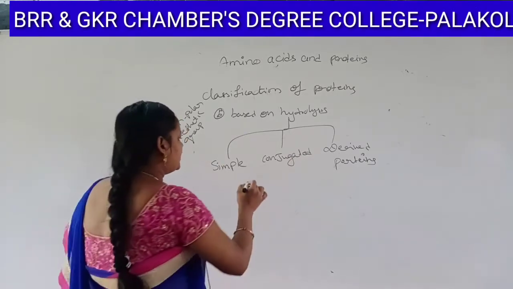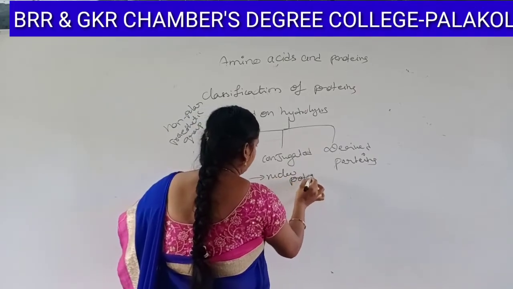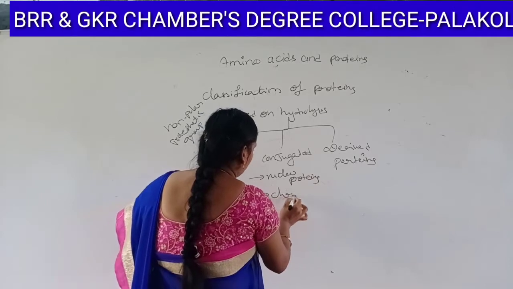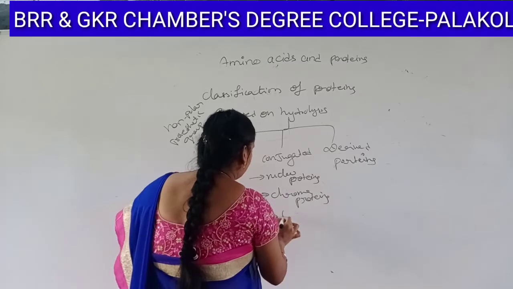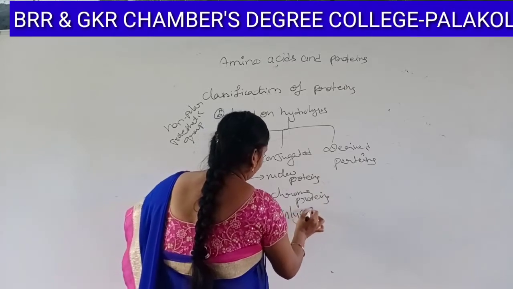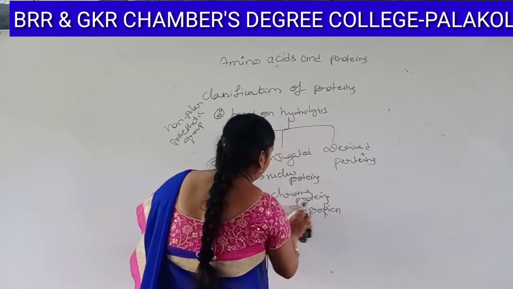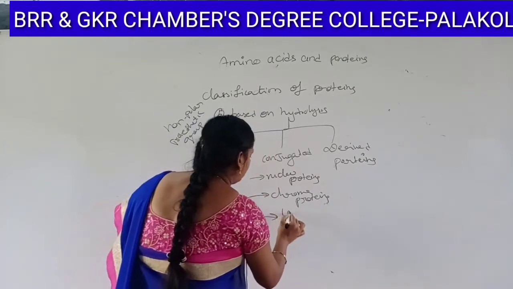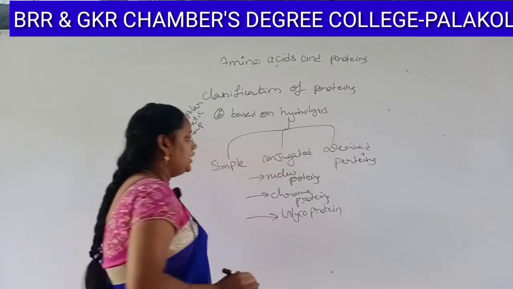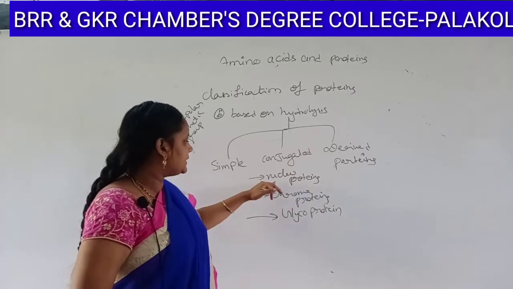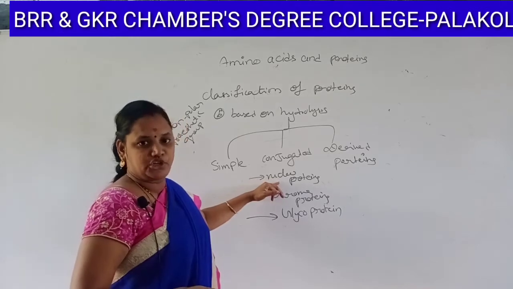Conjugated proteins may be nucleoproteins. They may be chromoproteins. They may be glycoproteins. Glycoprotein, let me write this spelling. Nucleoproteins consist of nucleic acids which are present in glandular tissues.